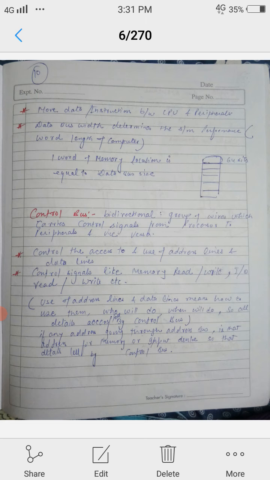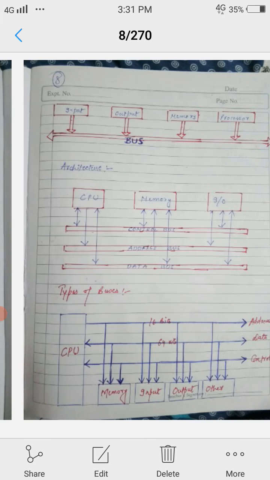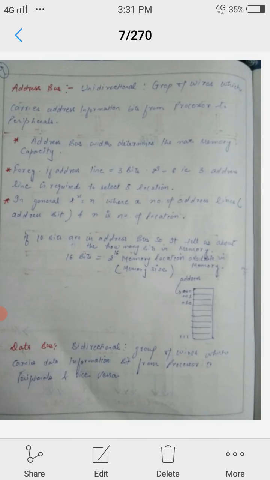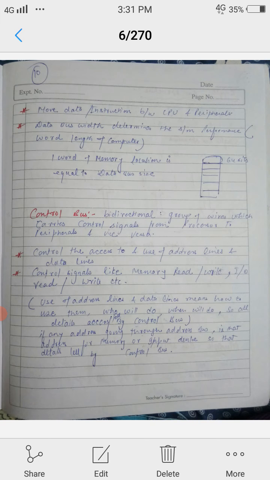Next is control bus. The control bus, as you see in the diagram, is a bidirectional bus and it is a group of wires which carries control signals from processor to peripherals and vice versa, and it controls the access to and use of address lines and data lines. It means it controls who will use the address bus or data lines, how they will use it, and when. So all these details are controlled by the control bus. If any address is going through the address bus, is that address for memory or input output devices? So it tells by the control bus.